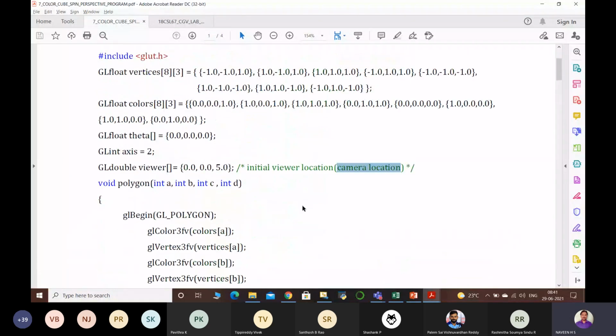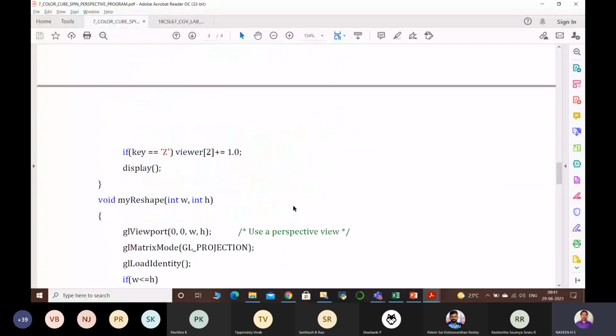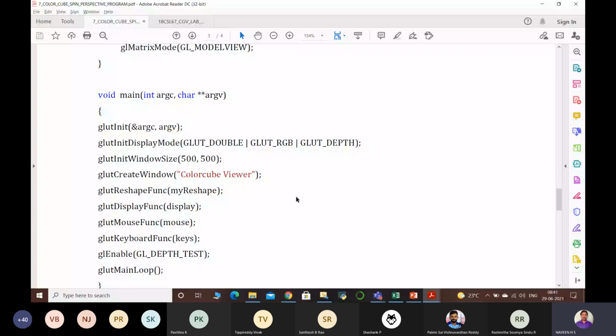So that's over. The declaration part is over. Next we'll go to the main function. Same thing, void main, with argument count and argument vector, which we use just to establish the connection between your command prompt and the OpenGL function. And again, GLUT display mode function: GLUT double, RGB and depth, you're going to enable it. Window size you're going to specify 500 by 500, that is width and height. And GLUT create window, color cube viewer; you can give whatever name you want.